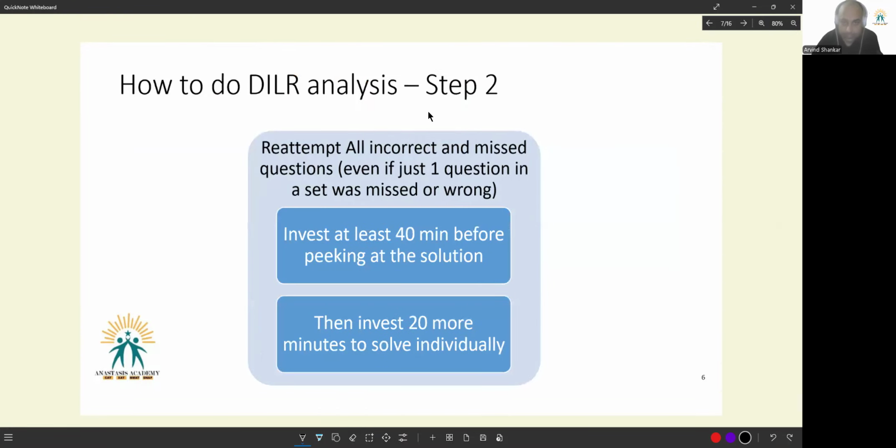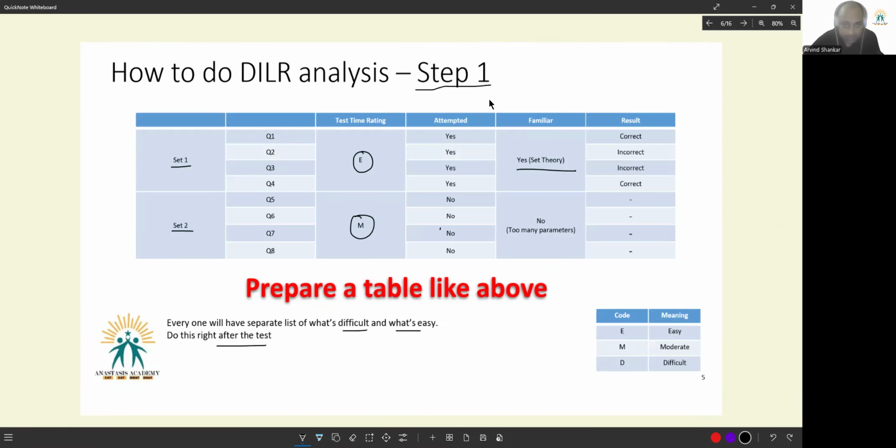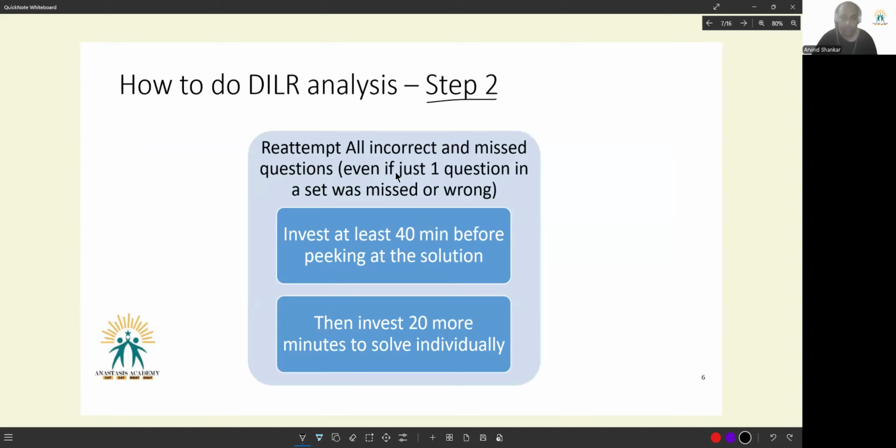Okay. Step 2. The first step is simply list out what you felt was easy, what was difficult, what was moderate. Next, re-attempt all incorrect and missed questions. Even if just one question in a set was missed or wrong, re-attempt it. Invest at least 40 minutes before peeking at the solution. Spend a lot of time with sets. The only way you improve at DILR is by forcing yourself to think in ways that you had previously not. And that happens when you invest a lot of time in it.